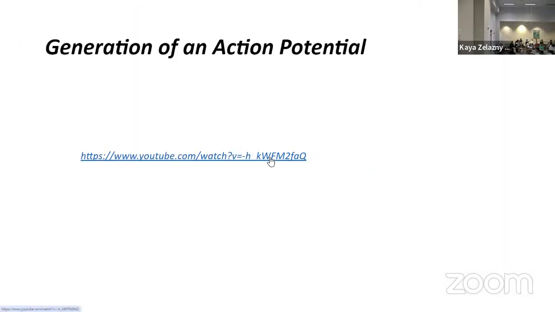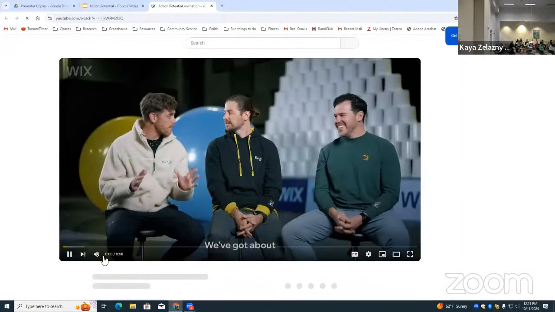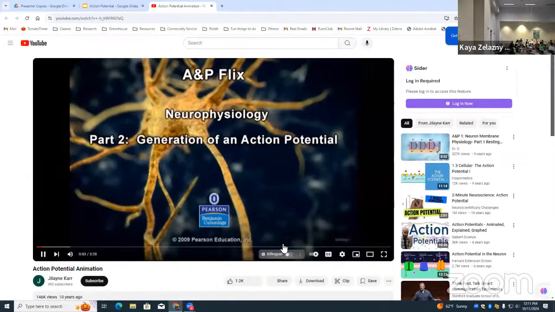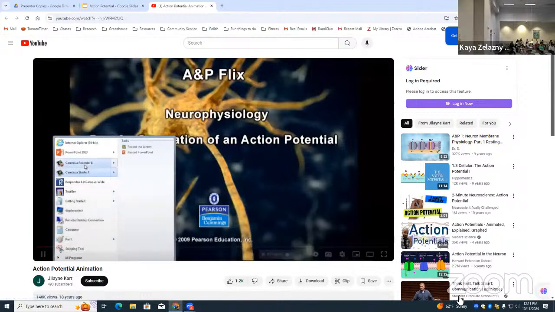You have this link later in your slides, but I heard that this was maybe helpful. So we're going to take a look at the action potential and how it looks, and then talk about how we understand it.